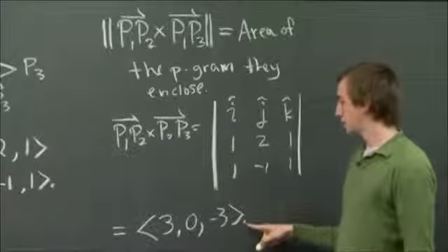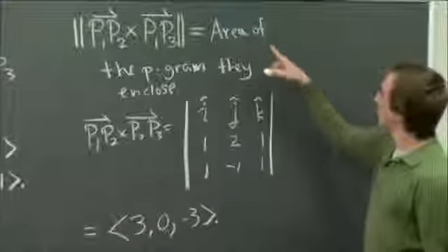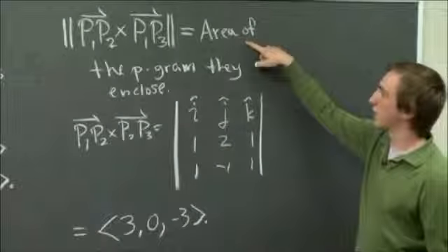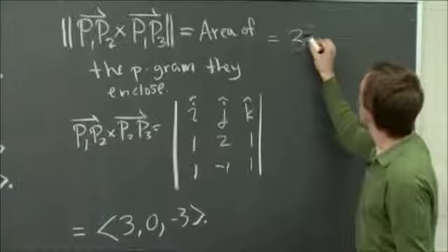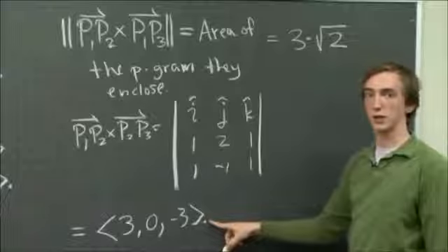So what that tells us now is that this quantity here, the magnitude of the cross product, is just 3 times the square root of 2, just looking at the length of this vector here.